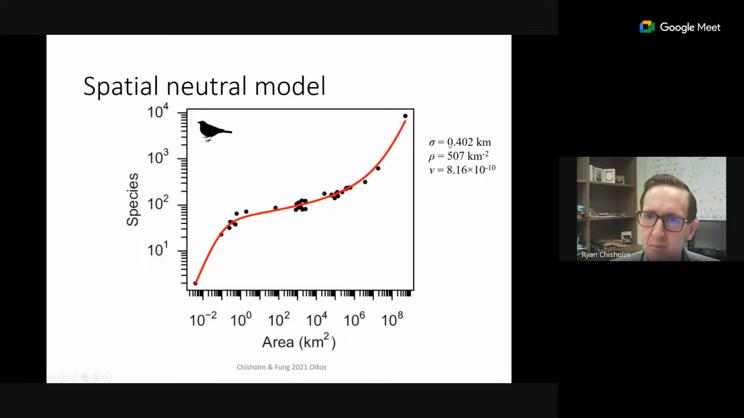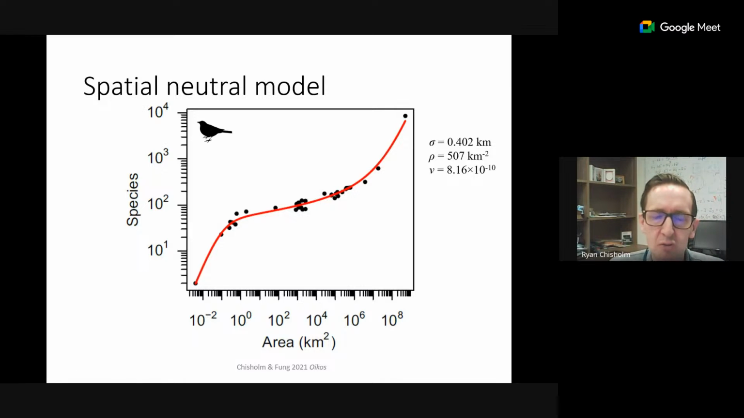And there are three fitted parameters here: sigma, which is the dispersal distance, rho, which is the density of individuals per unit space, and nu, which is the speciation rate. So they're fitted, but the fitted values are actually biologically sensible. This would say that the average bird moves about 400 meters from its place of birth to its place of reproduction, and that there are about 500 birds per square kilometer. Speciation rate's a bit hard to pin down empirically, but they should definitely be small.